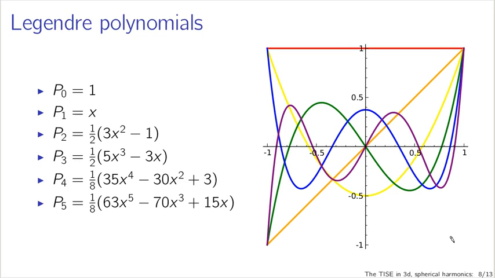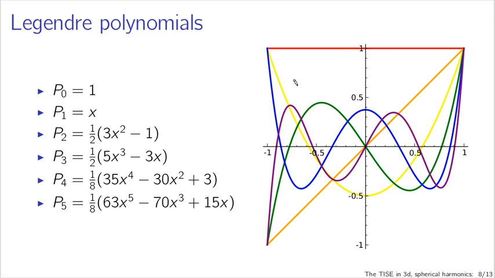The Legendre polynomials are something that you can go and look up. In this case, I've given you a few of them to look at and plotted a few of them. They have the same sort of nice properties that the Hermite polynomials have. There are orthogonality conditions, there are normalization conditions.